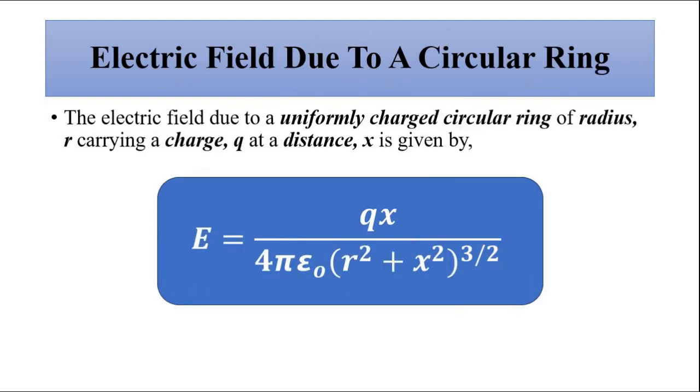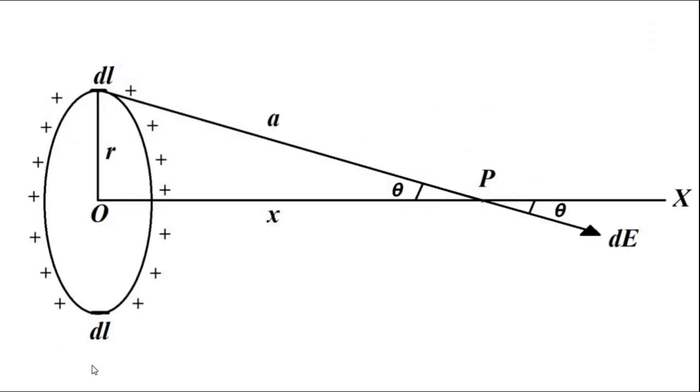Then the electric field due to various types of conductors. First, electric field due to a circular ring. Here we have a circular ring of radius r, and we want to determine the electric field at a point P, which is at a distance x away from it.